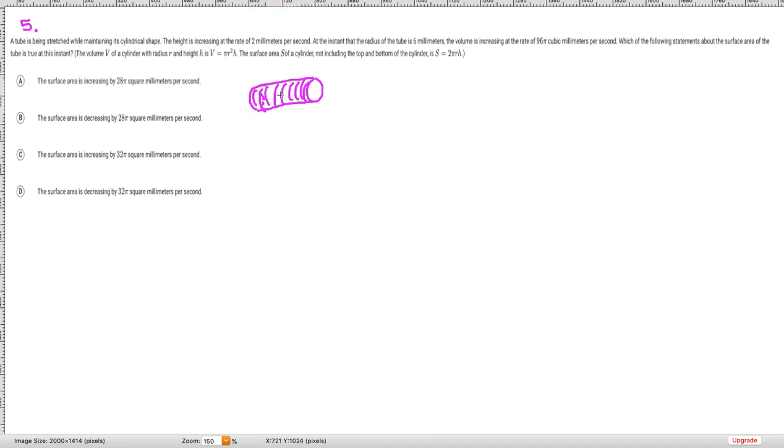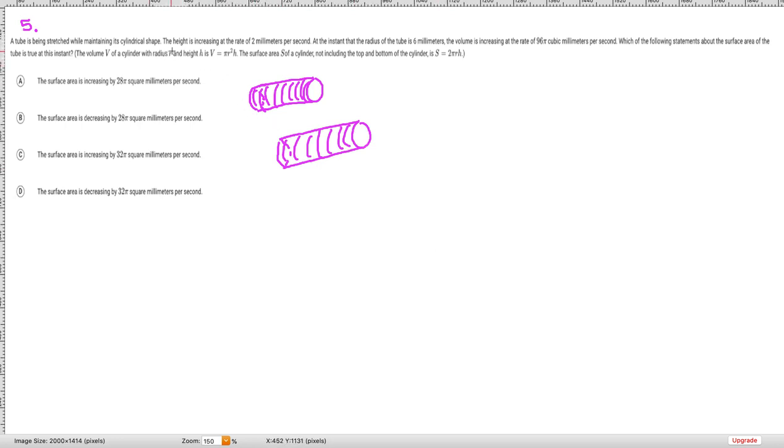There's actual material there, and it's being stretched. So it could be that that's time one, and then sometime later it'll look like this, a little bit larger. As we stretch this tube, it gives us more information. So we have the idea in our minds of what's happening. This tube is being stretched, and it's maintaining its cylindrical shape.